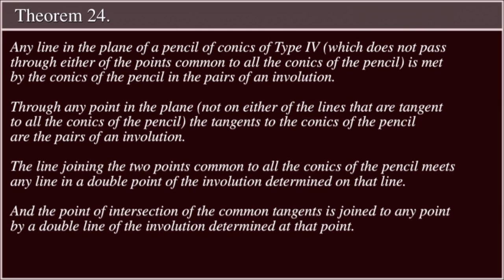Through any point in the plane, not on either of the lines that are tangent to all the conics of the pencil, the tangents to the conics of the pencil are the pairs of an involution. The line joining the 2 points in common to all the conics of the pencil meets any line in a double point of the involution determined on that line, and the point of intersection of the common tangents is joined to any point by a double line of the involution determined at that point.